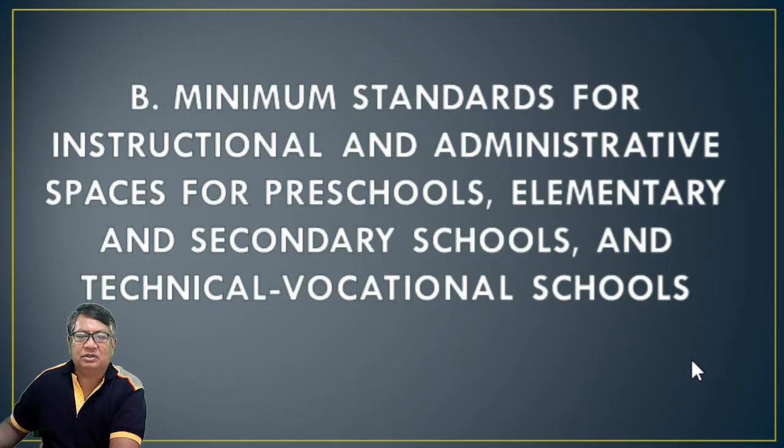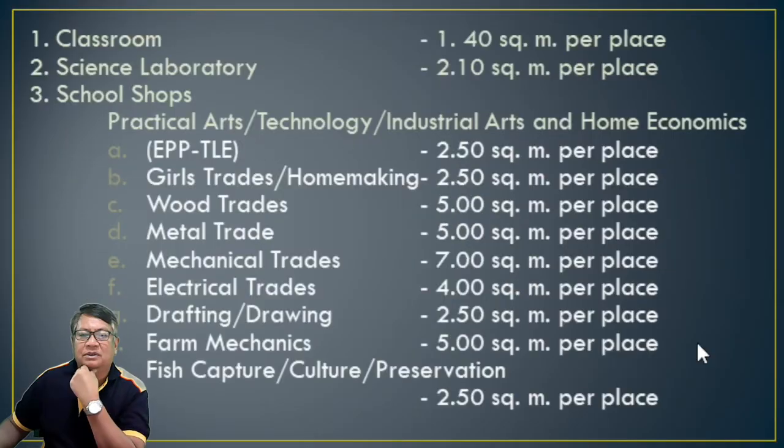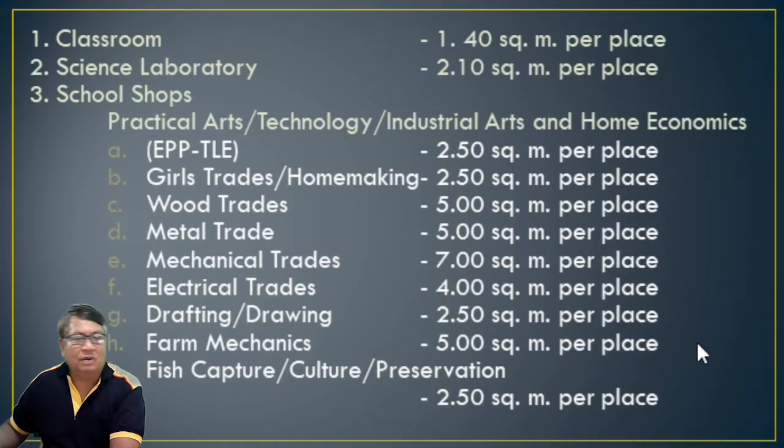Okay, so we have here letter B, the minimum standards for instructional and administrative spaces for preschools, elementary and secondary schools, and technical vocational schools, or the senior high schools. So these are some of the suggested minimum requirements. For the classroom, it should be 1.4 square meters per place.